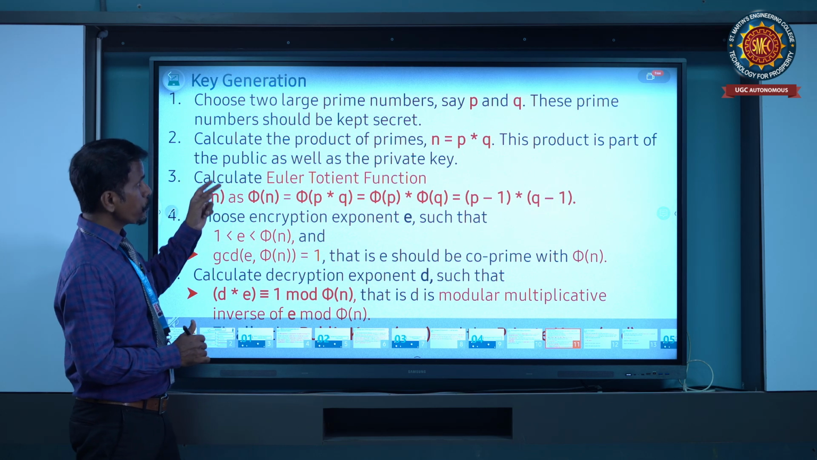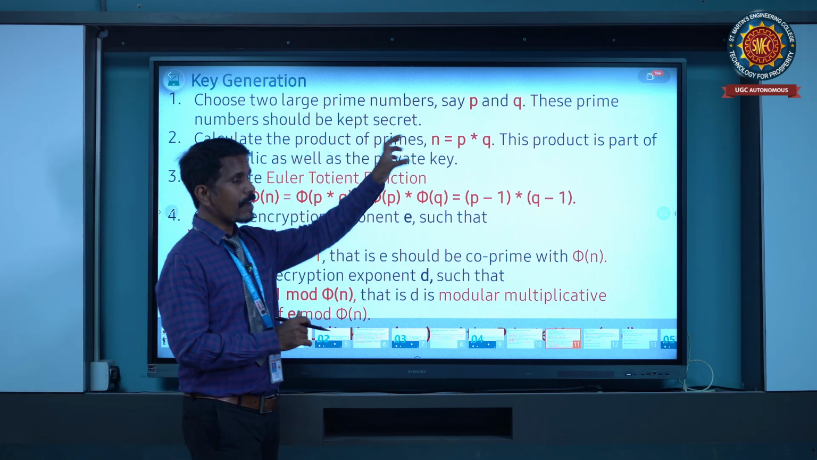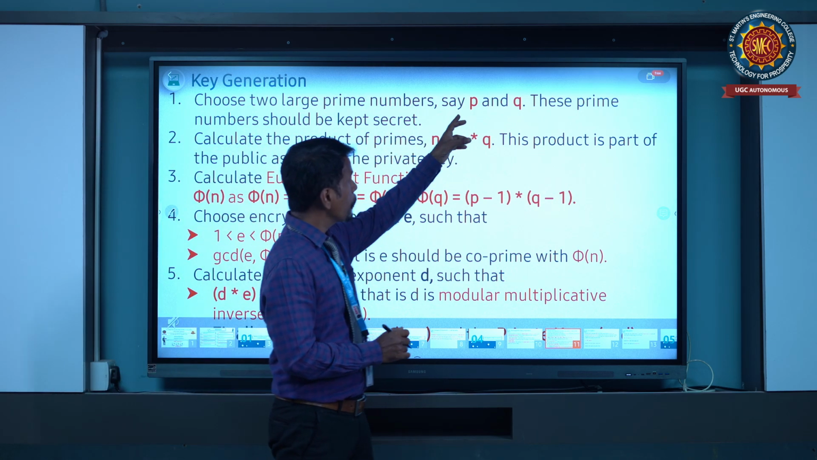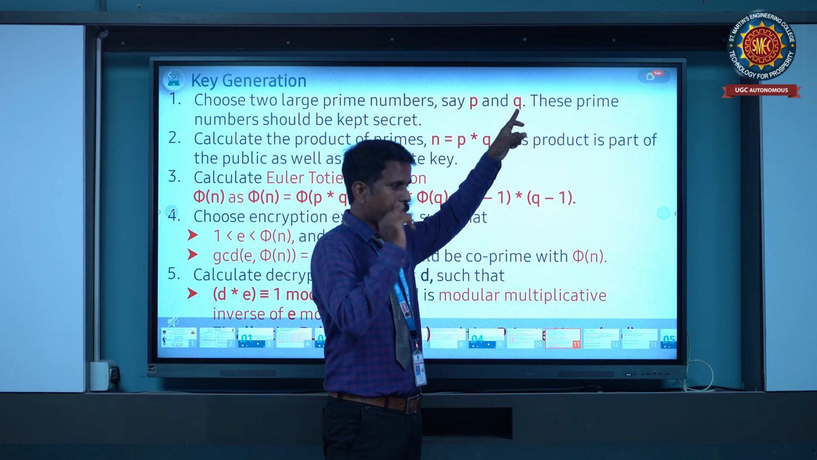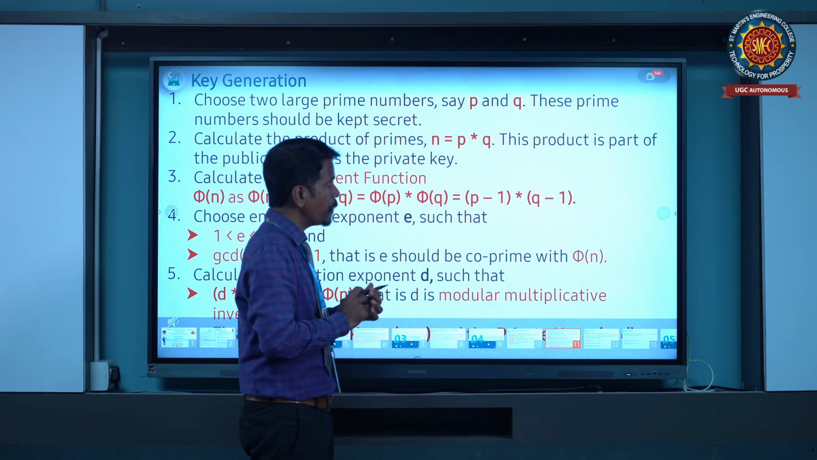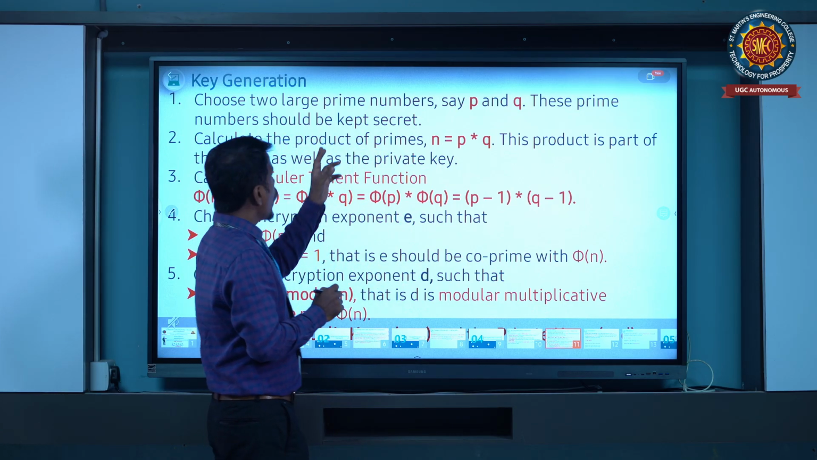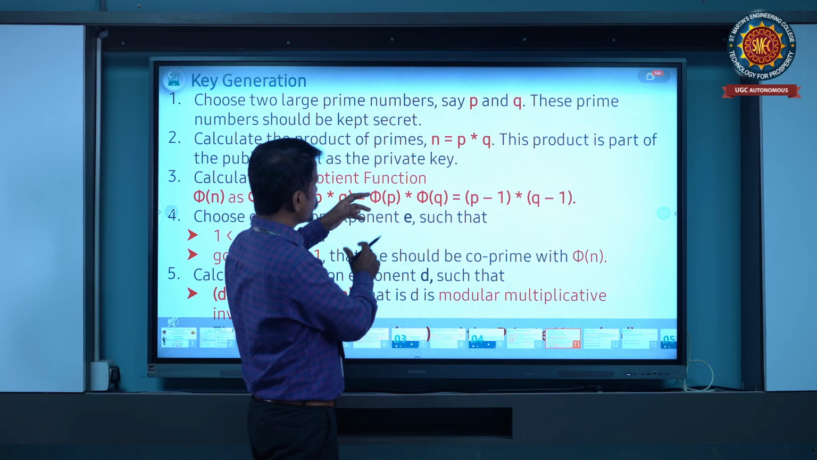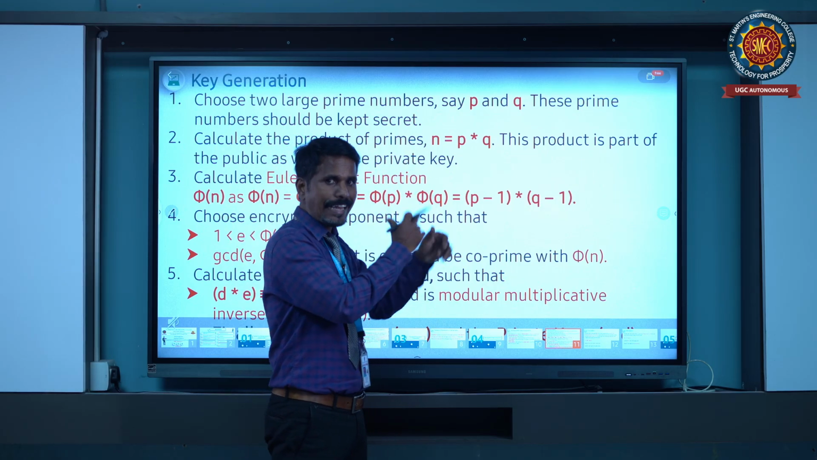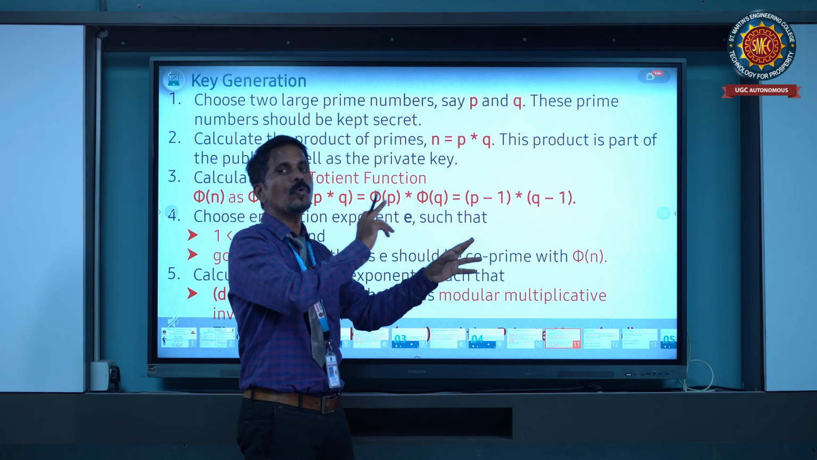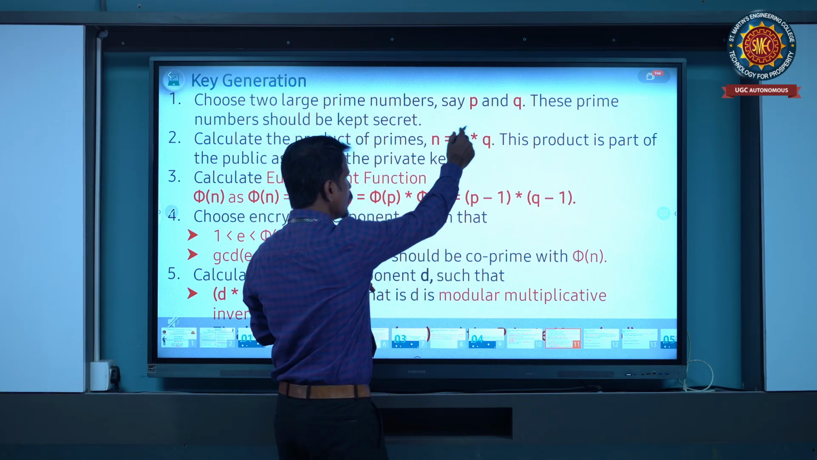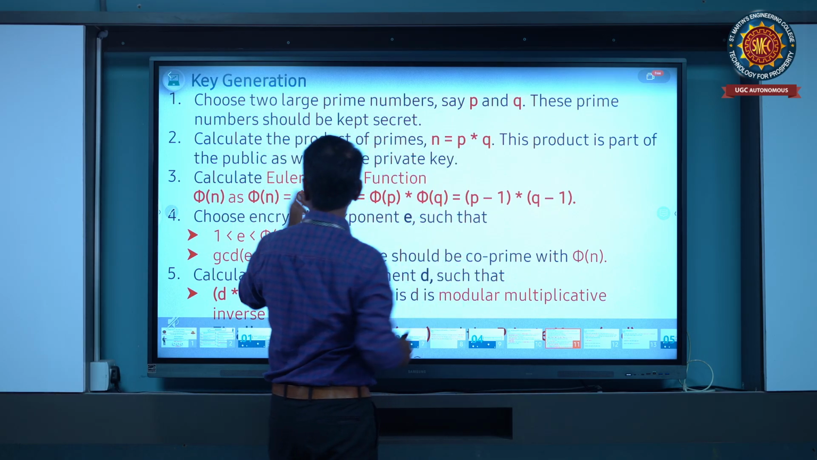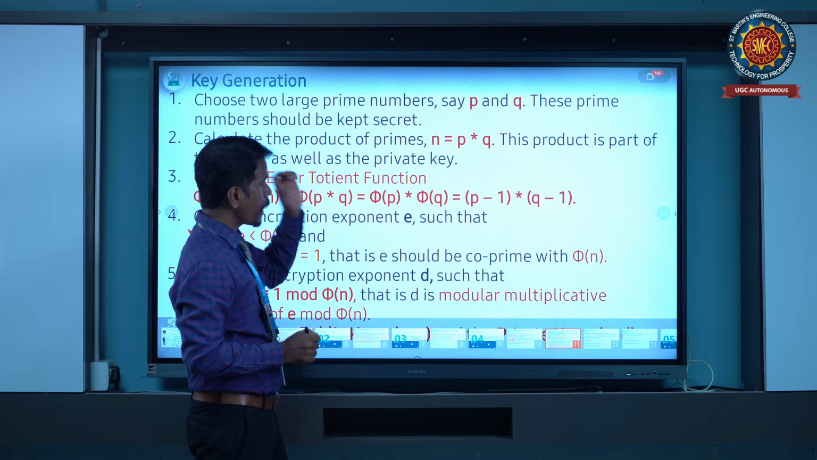Next, calculate the product of the prime numbers. First, we have to get the two prime numbers. P represents one prime number and Q represents another prime number. We take the two large prime numbers. After you have collected them, we calculate the product of the two large prime numbers. That value is stored in n. So that is called the product of the prime numbers.